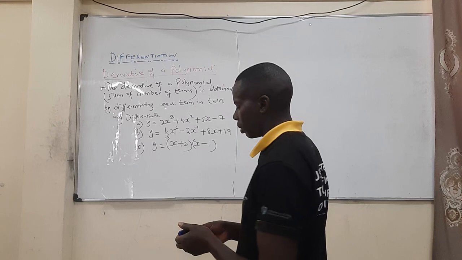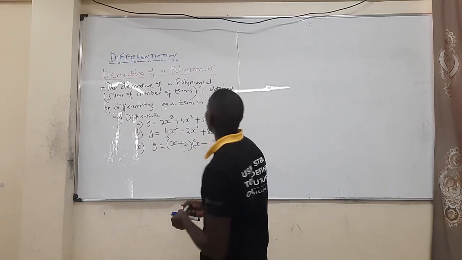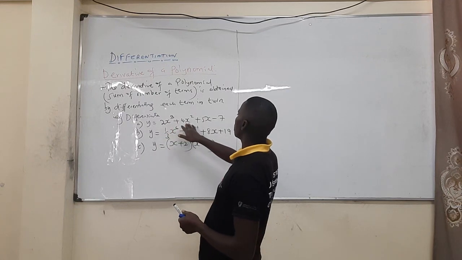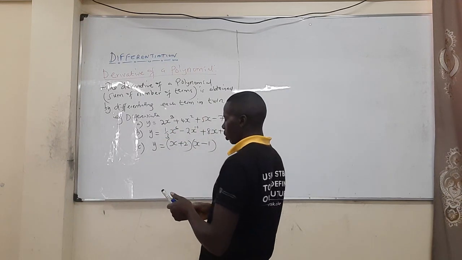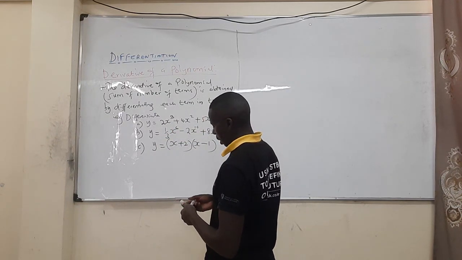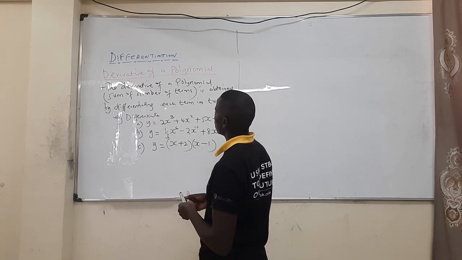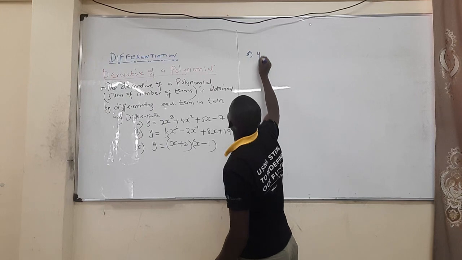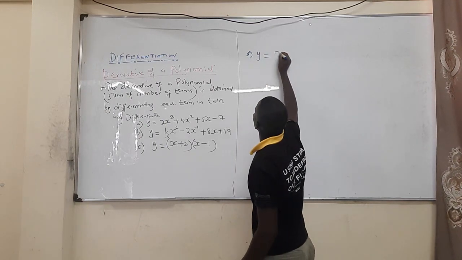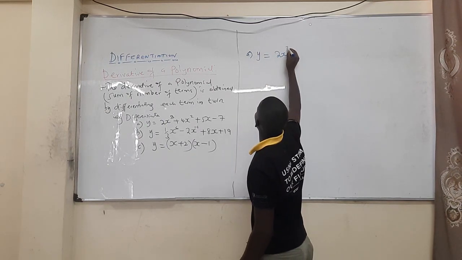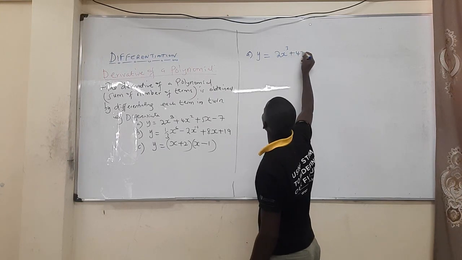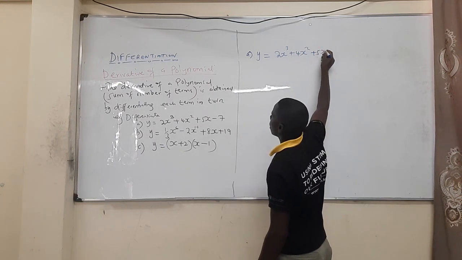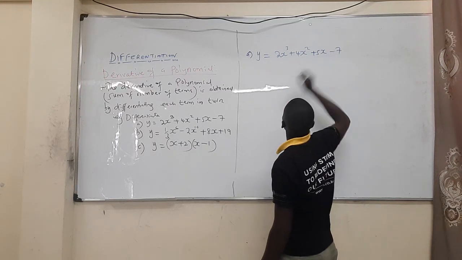Let's start with the first one. So this is what you call a polynomial. We have different terms. This is one term, second, third, fourth term. So we have 4 terms here, and you want to differentiate these. So you have the first one, y is equals to 2x cubed plus 4x squared plus 5x minus 7.